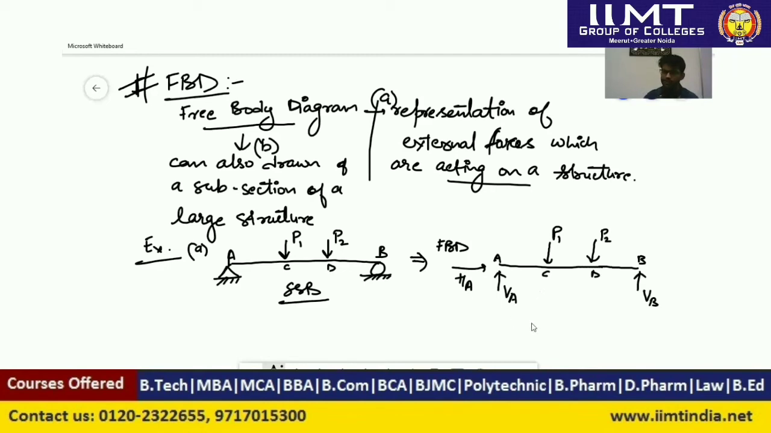So this figure here is the FBD of the simply supported beam that we are discussing here. So the basic step for drawing an FBD is that we have to remove the supports on which the structure is supported, and then draw the support reactions which generally act at a particular support.